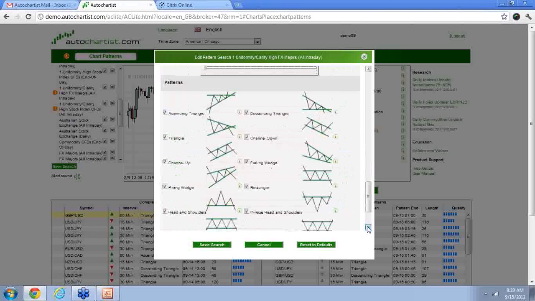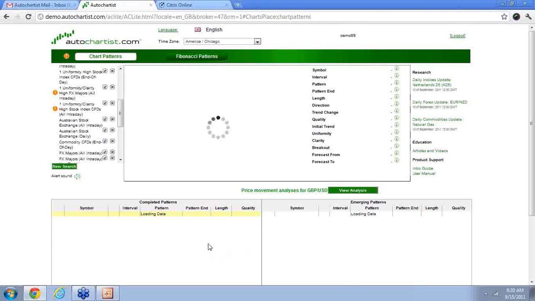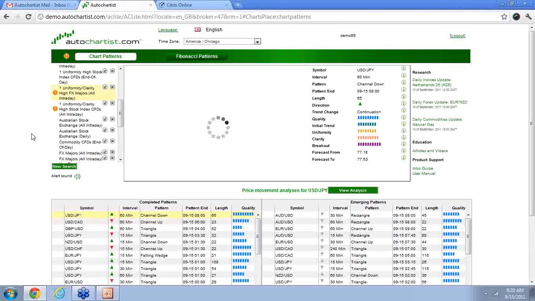Now I have the opportunity to even select patterns that I want to look for, for example, trending or non-trending. But in this case, let's just do a search for high clarity and high uniformity patterns, and that should help us out. All right, it's crunching through here. And it's just a matter of bringing up the picture right now of a high uniformity and a high clarity FX major chart.